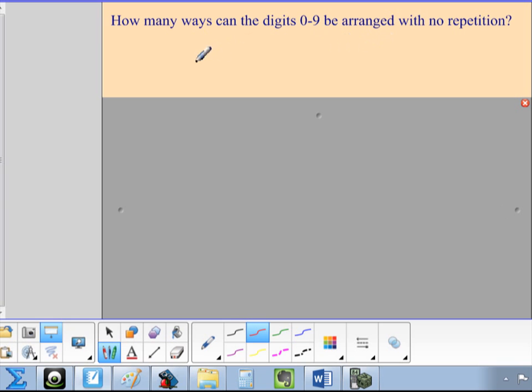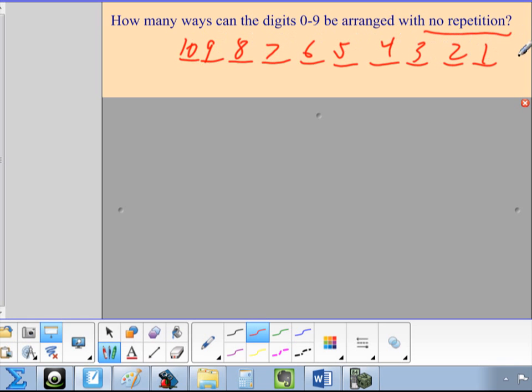So I'm rearranging all 10 of those numbers. 1, 2, 3, 4, 5, 6, 7, 8, 9, 10. So no repetition. Any of the 10 digits can be chosen for the first one, then 9 left for the second, and then 8, and then 7, and 6, and 5, and 4, and 3, and 2, and 1. And boy, is that kind of annoying to put into your calculator.